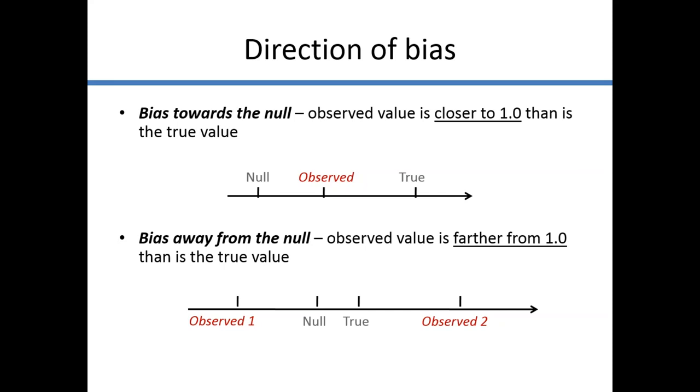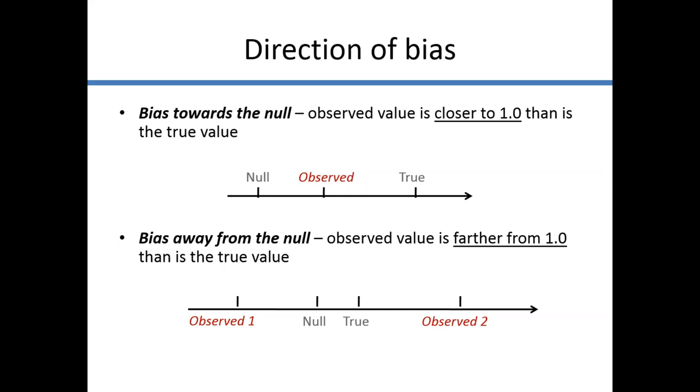But if you don't find an association, bias toward the null is really much worse, or harder to deal with. Because with bias toward the null, that means there's a relationship somewhere, and I didn't see it. And I don't know how much bias there was. So if you get a null result, a risk ratio of 1.0, and somehow you know it's biased, then you know it was biased toward the null.